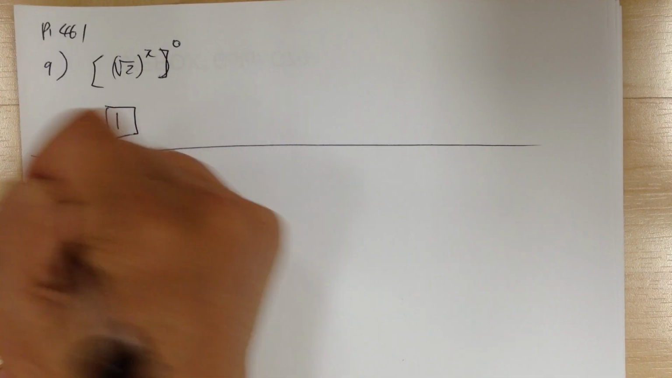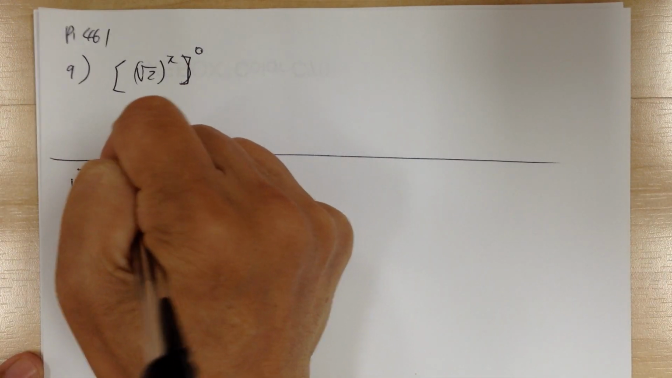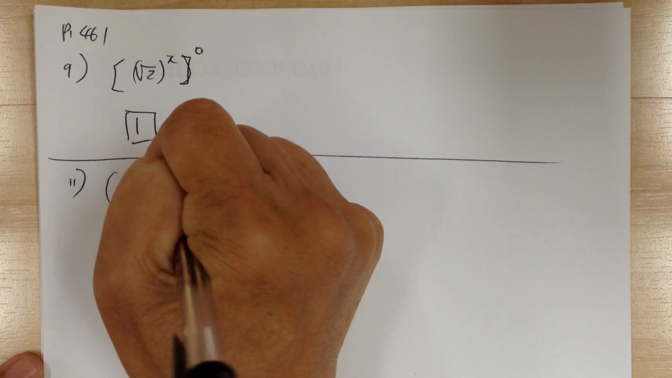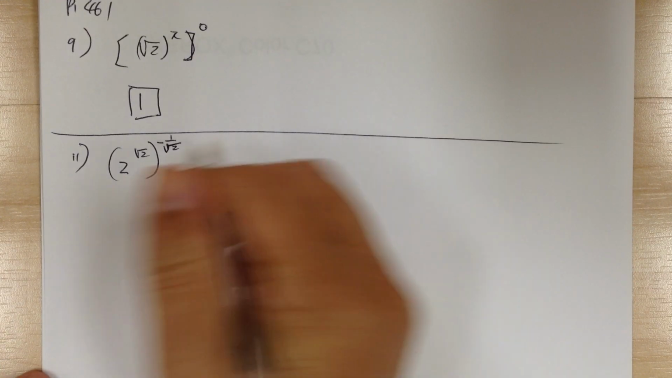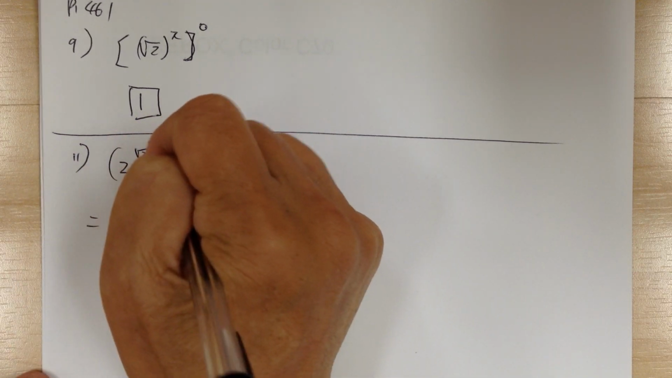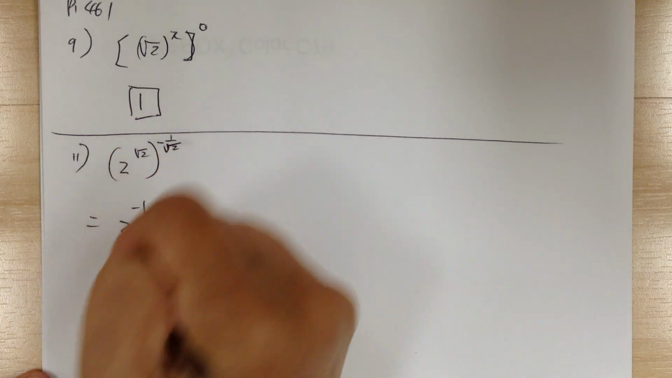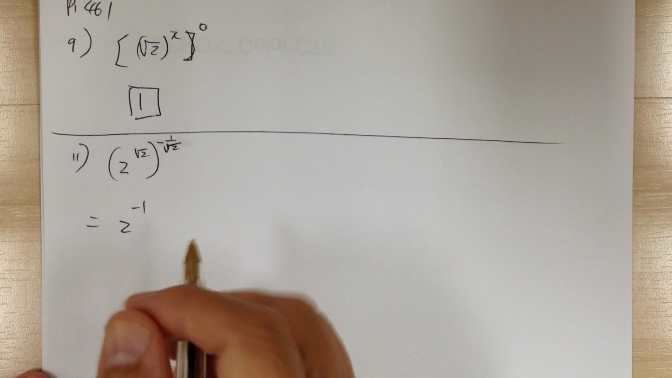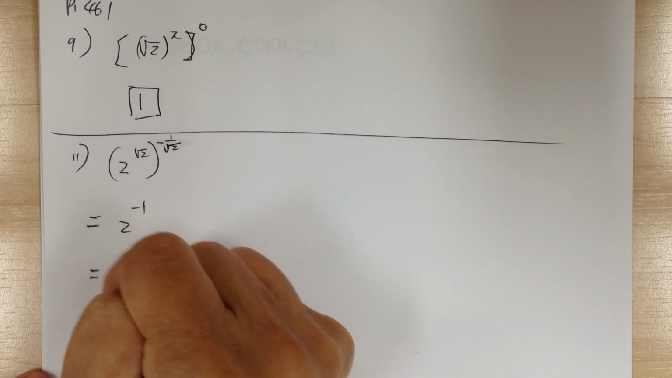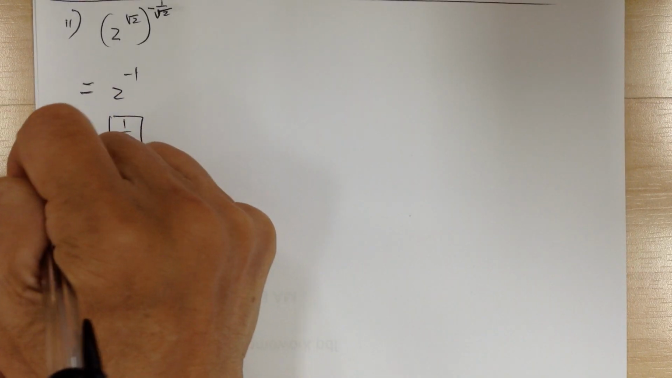Okay, let's go to number 11. You have 2 to the square root of 2, and this is raised to the negative 1 over square root of 2. Again, apply the power rule. Power rule means you multiply the exponent of the exponent together. So this is equal to 2 to the negative 1. And negative means you flip it over, so you get 1 over 2. Okay, next one.